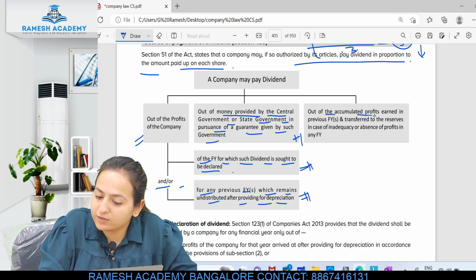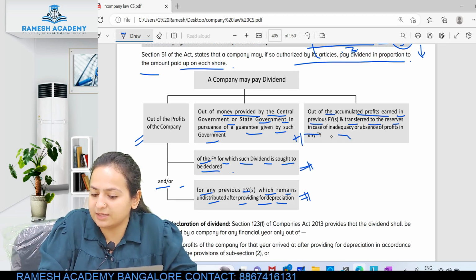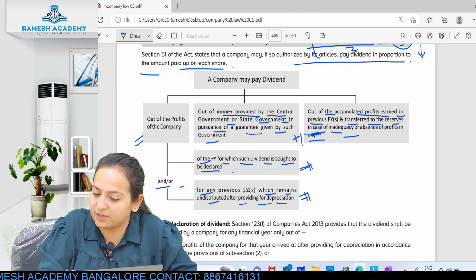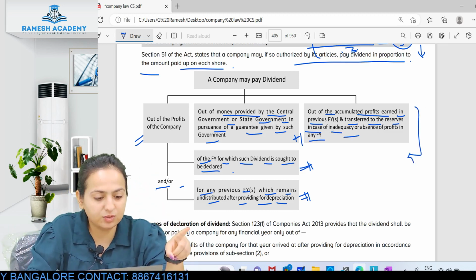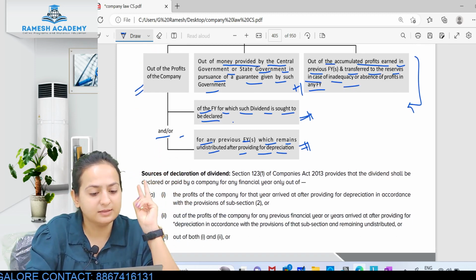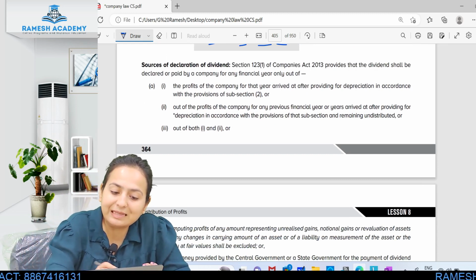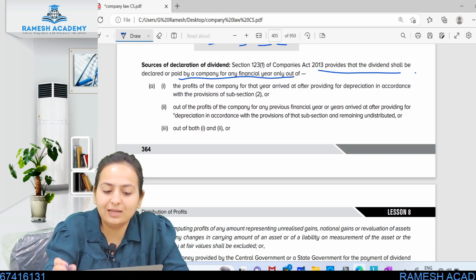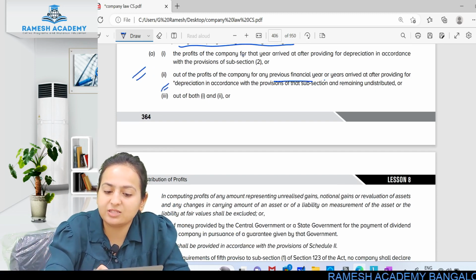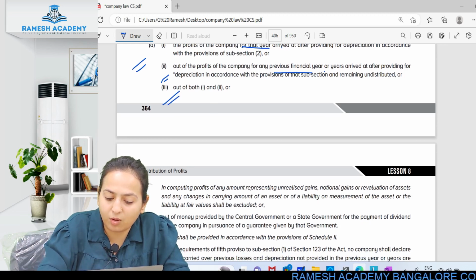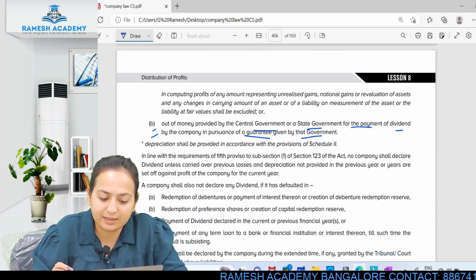Or out of the cumulative profits earned in a financial year and transferred to reserves, in case of the inadequacy or absence of profit in any financial year. So out of the accumulated profits or out of the profits you can simply declare your dividend. Sources of declaration of dividend: dividend shall be declared or paid by the company only out of what? Profits of that year, profits of the previous financial year, or out of the money paid by CG, SG or in pursuance of the guarantee.